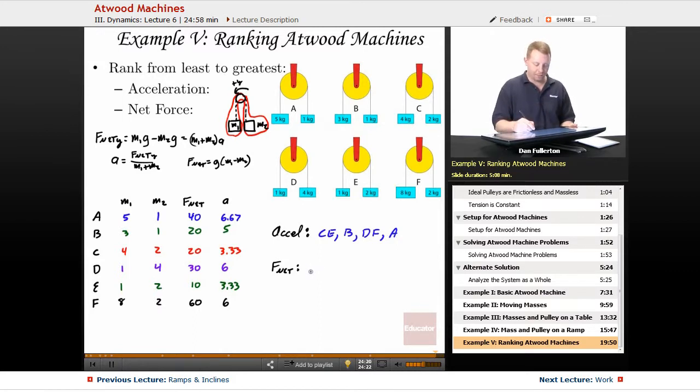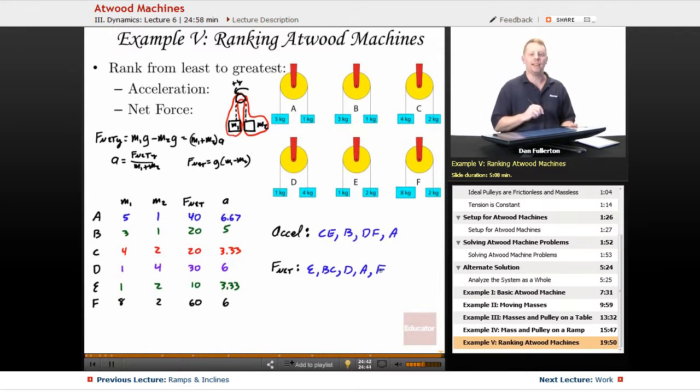Same thing for the net force. Our starting point is E, our lowest. Then B and C are both 20. Then we come to D, 30. Then we come to A, 40, and our highest net force, F, with 60 newtons.